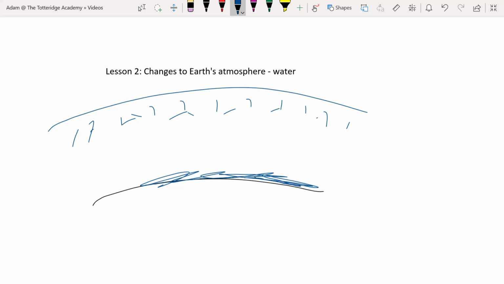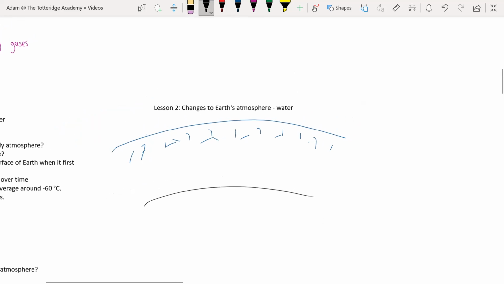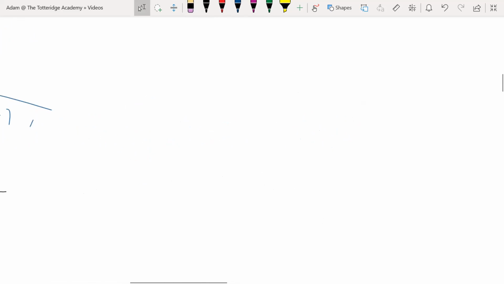Earth, when it formed, was very, very hot. And it would have been too hot for water to form as a liquid. However, as time goes on, what we'll do, we'll draw it like this. So we've got Earth like this. So early Earth.